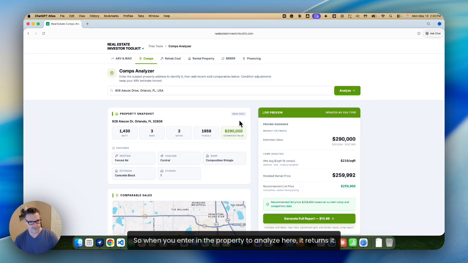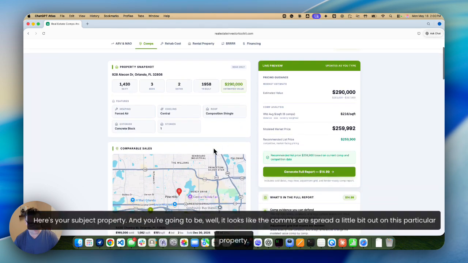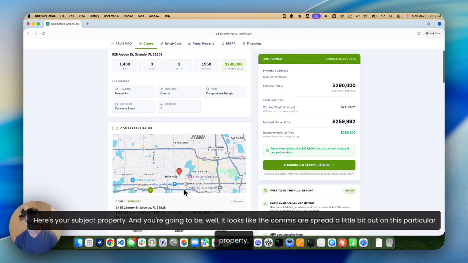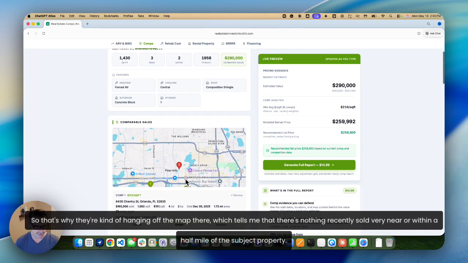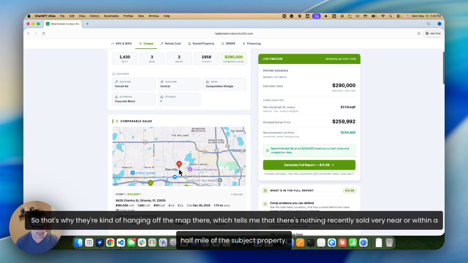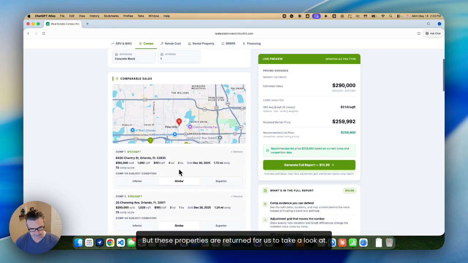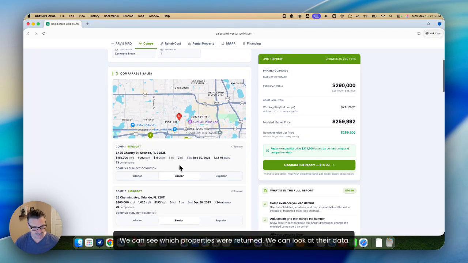So when you enter in the property to analyze here, it returns it. Here's your subject property. And it looks like the comps are spread a little bit out on this particular property. That's why they're kind of hanging off the map there, which tells me that there's nothing recently sold very near or within a half mile of the subject property. But these properties are returned for us to take a look at. We can see which properties were returned. We can look at their data.